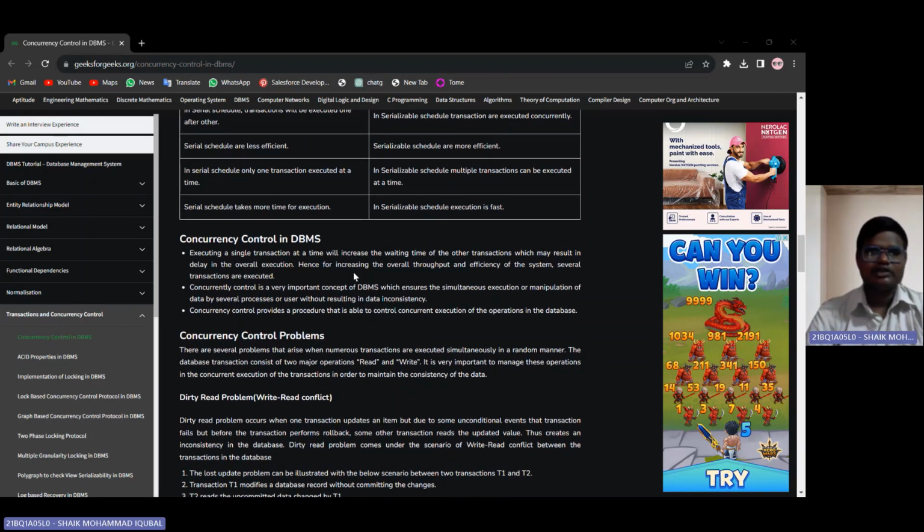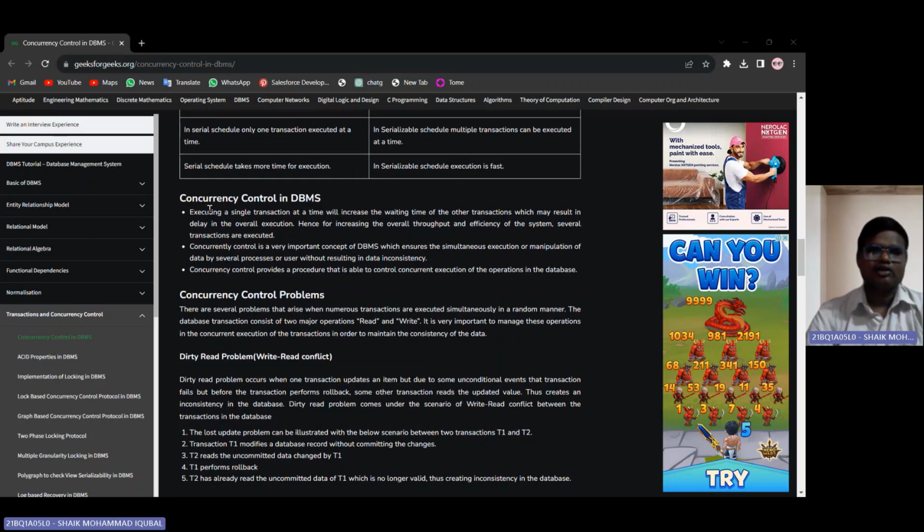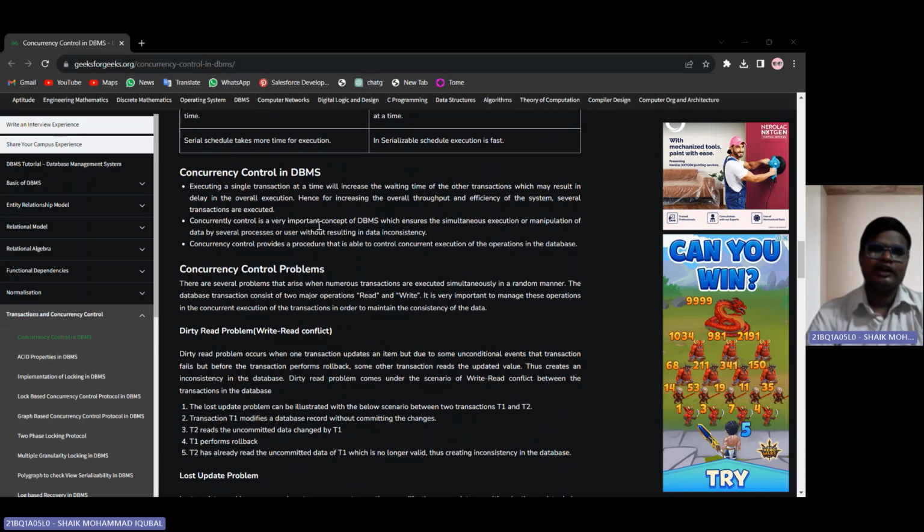Concurrency control in database. Executing a single transaction at a time will increase the waiting time of the other transactions, which may result in a delay in overall execution. Hence, for increasing the overall throughput and efficiency of the system, several transactions are executed together. Concurrency control is a very important concept of DBMS, which ensures the simultaneous execution or manipulation of data by several processes or users without resulting in data inconsistency. Concurrency control provides a procedure that is able to control the concurrent execution of the operations in the database.